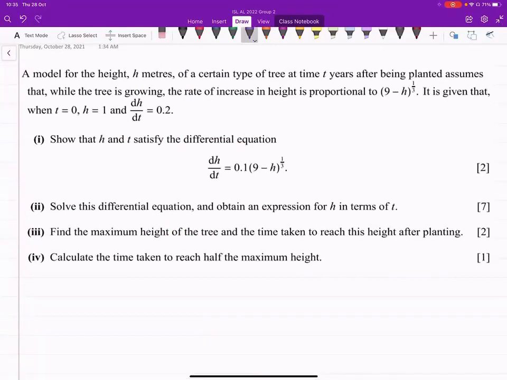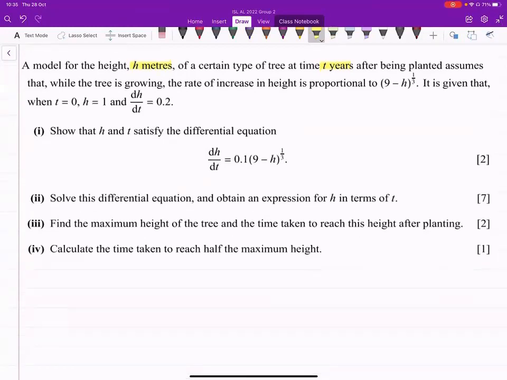Okay, so there's a model for the height h meters of a certain type of tree at time t years. There's one variable h meters. Then you have t years. You have t, that's another variable. Height after being planted, while the tree is growing. So we have the height at time t years after being planted. It assumes that while the tree is growing, the rate of increase in height is proportional to 9 minus h whole raised to power 1/3.